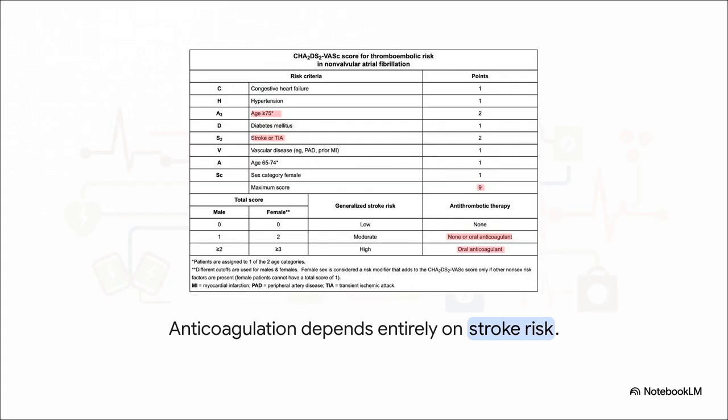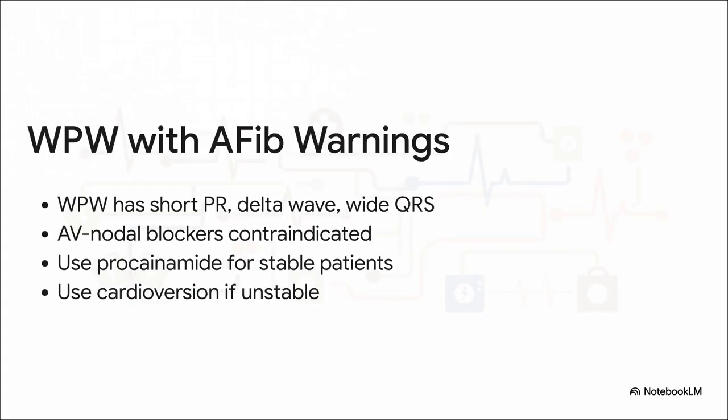and then make sure you continue anticoagulation afterward. Wolff-Parkinson-White syndrome combined with atrial fibrillation is a uniquely dangerous scenario. At baseline, WPW shows up with a short PR interval, a delta wave, and a wide QRS. But if a WPW patient suddenly develops an irregular wide complex tachycardia, you need to know that giving AV nodal blockers like adenosine, beta blockers, calcium channel blockers, or digoxin is strictly contraindicated.